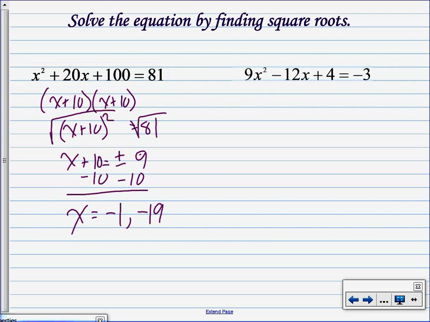So try this one. Oh, we need to do something. Oh, no, we don't have to do anything to that one first. Never mind. Because they're perfect squares on both ends.